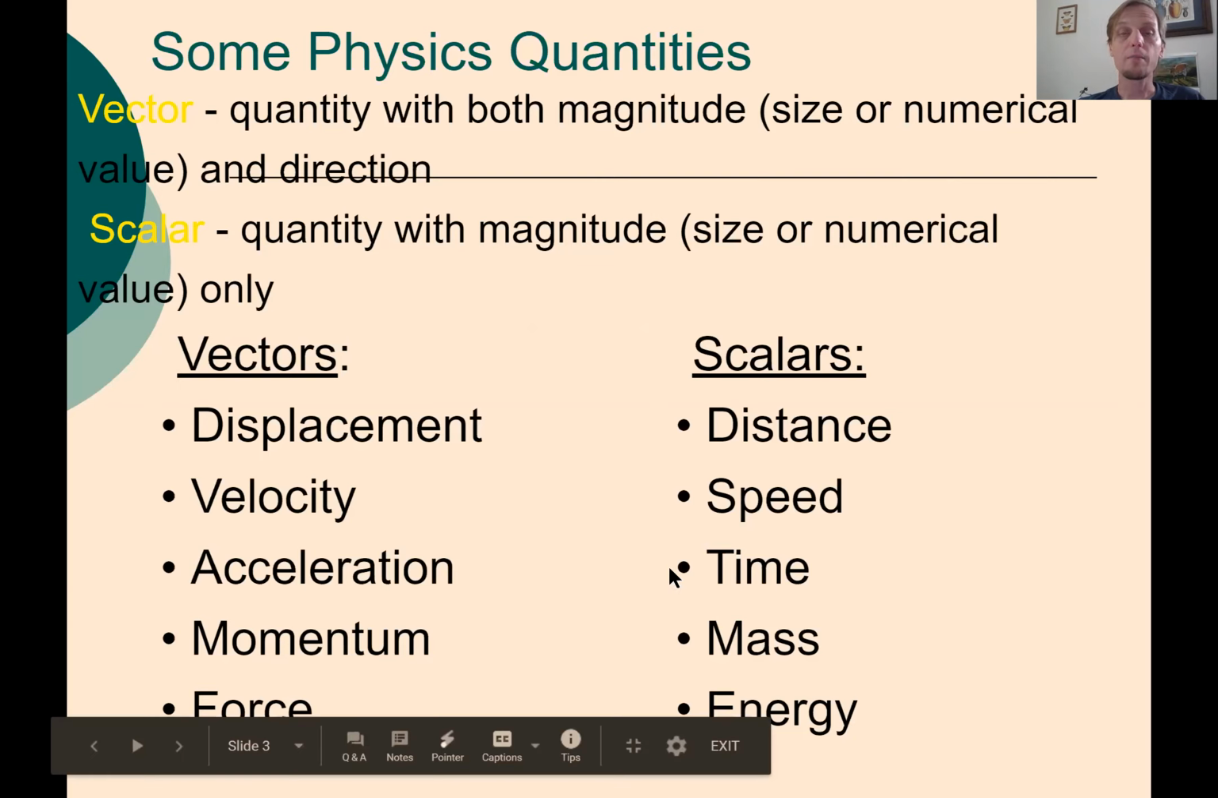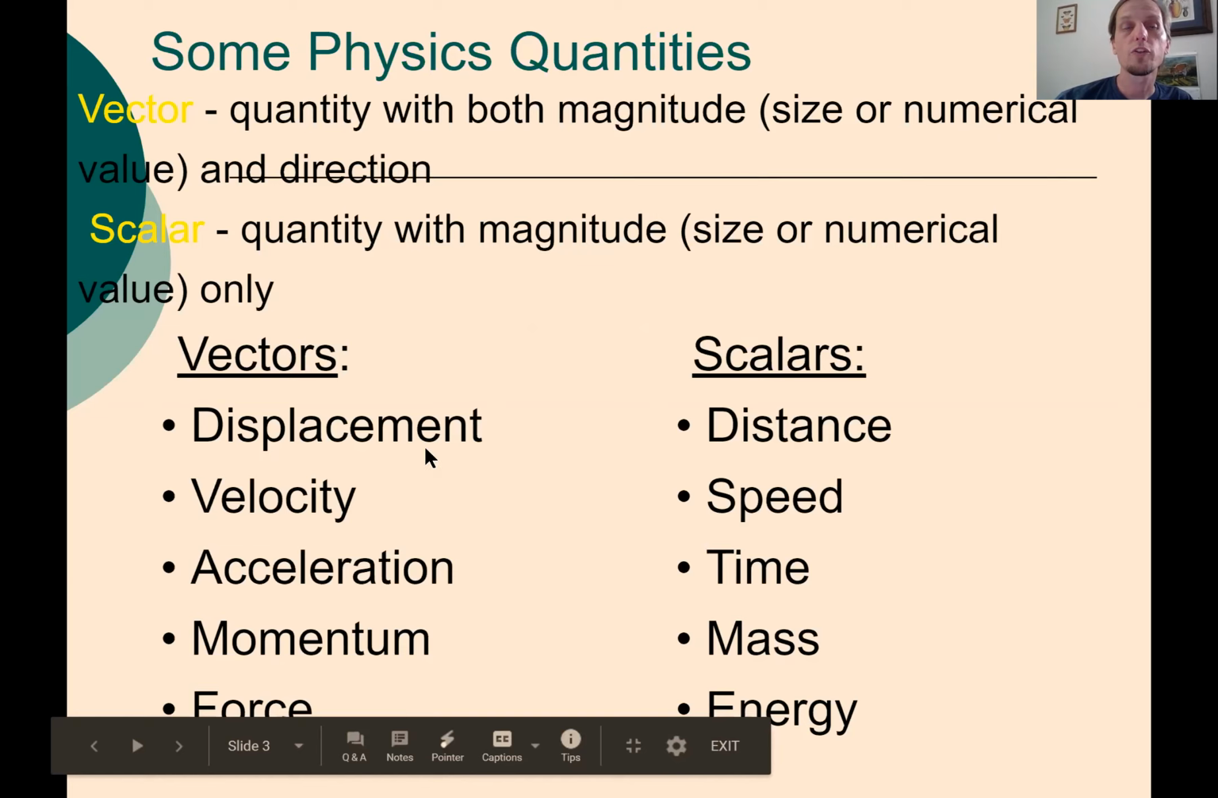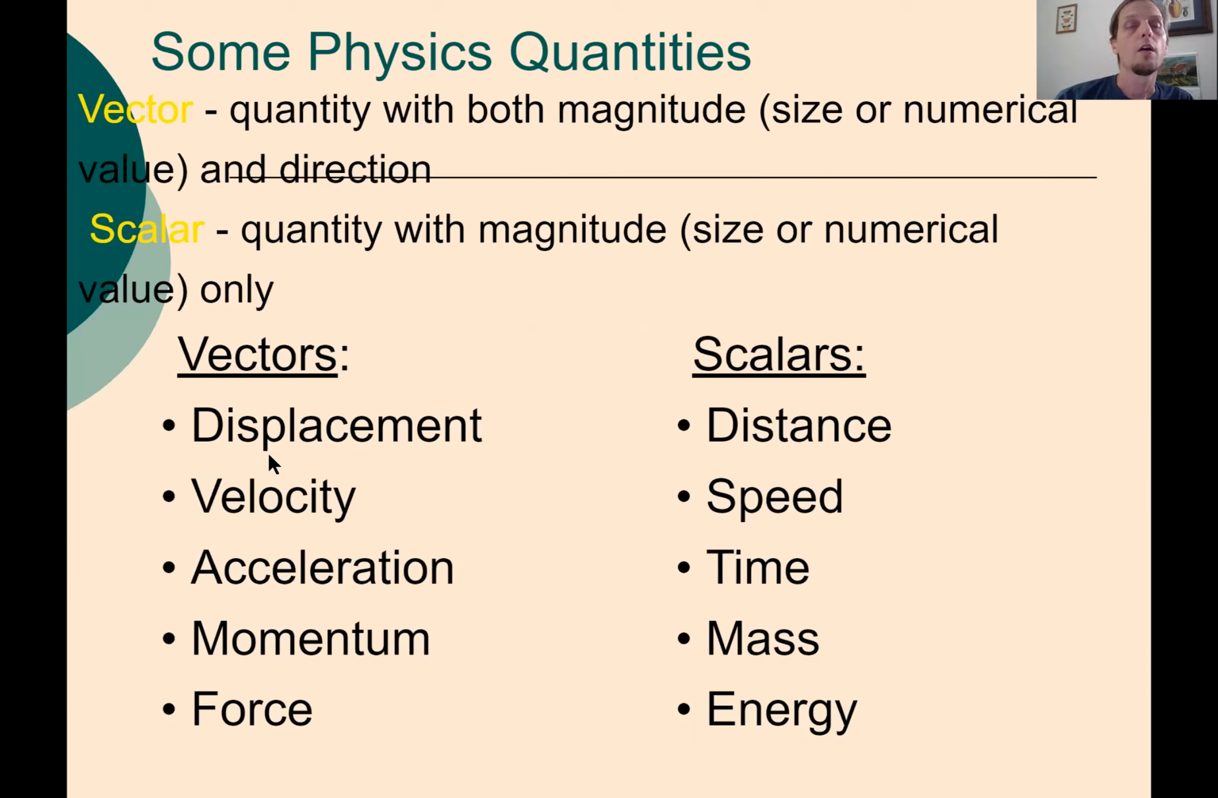Then there's time and acceleration, momentum, mass, force, energy. These are not opposing each other. They're just some values you might see. The ones we'll be working with are primarily going to be these that I've just mentioned. Distance and speed are two scalar quantities. Displacement, velocity, and acceleration are going to be vector quantities.